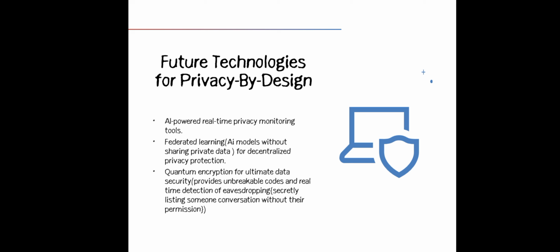Future technology for real-time privacy monitoring includes tools like Nmap for scanning. Then we have federated learning, AI models that work without sharing private data, for decentralized privacy protection. At last, we have quantum encryption for ultimate data security, which provides unbreakable code and real-time detection of eavesdropping. Eavesdropping is secretly listening to someone's conversation without their permission.